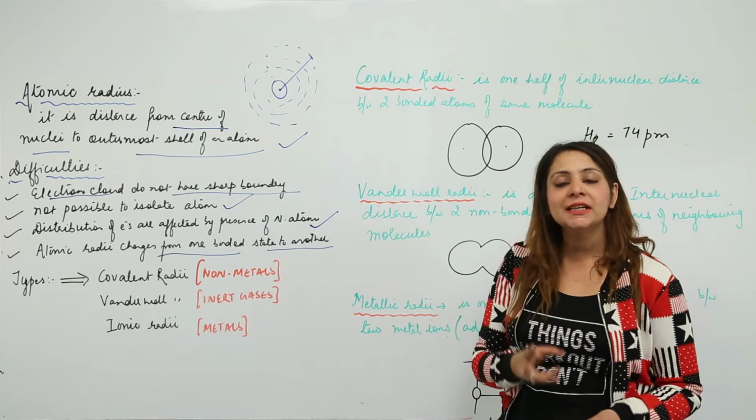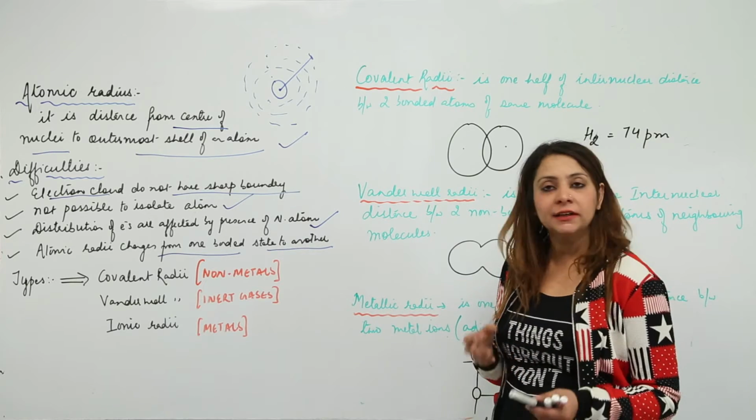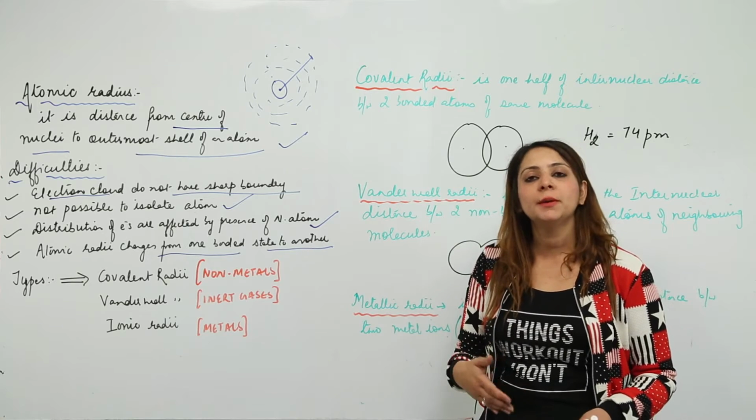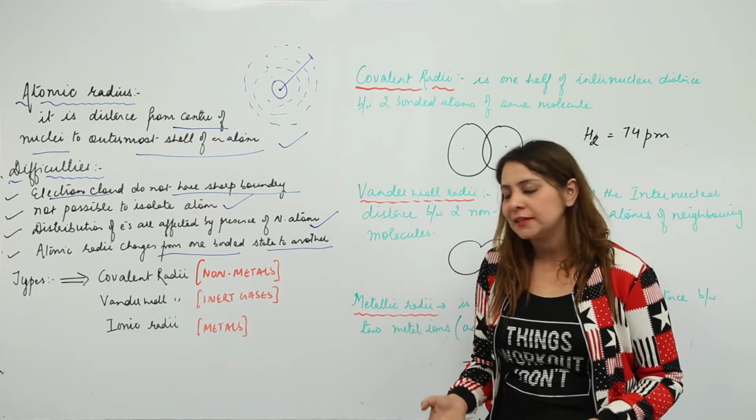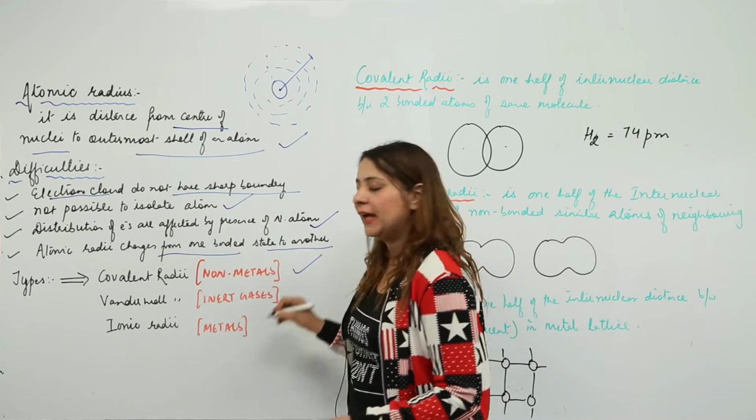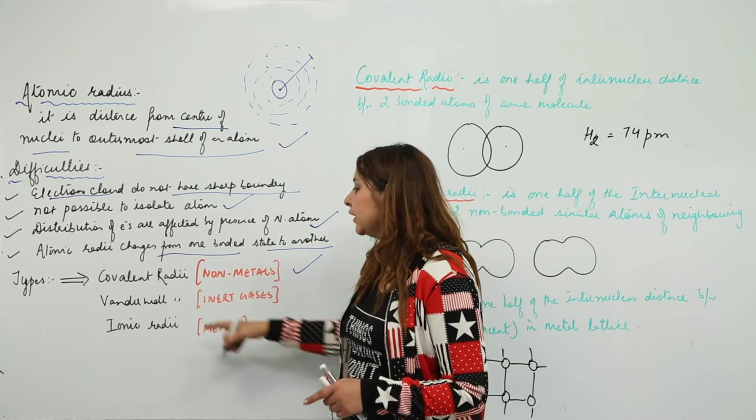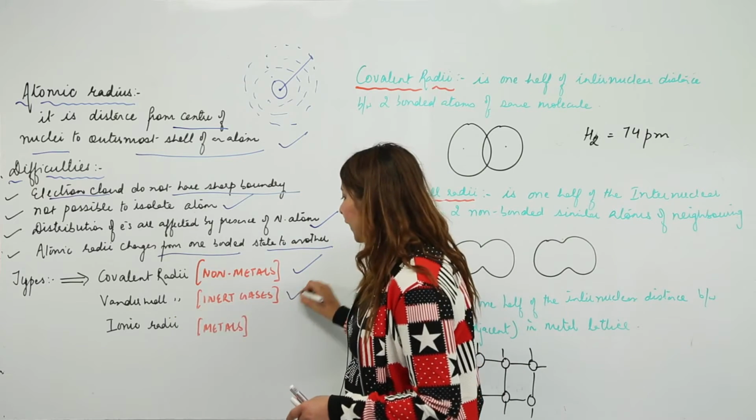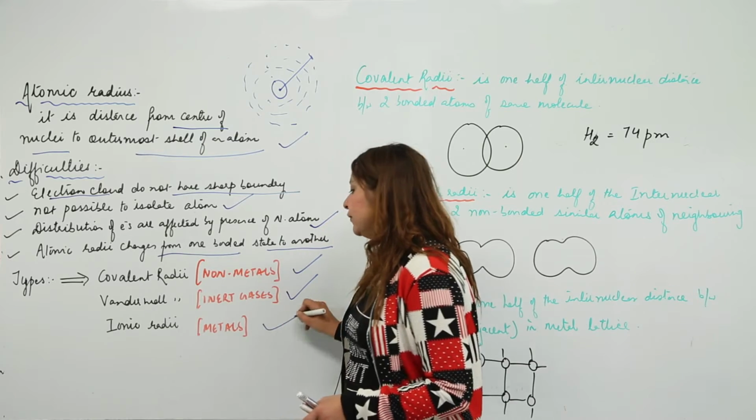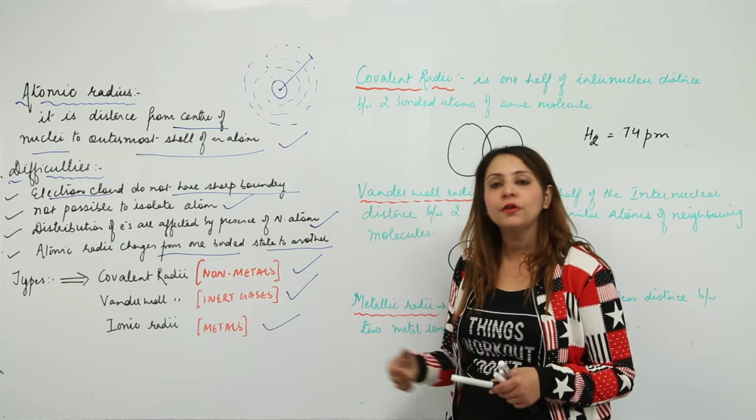So we have basically three kinds of atomic radii depending upon what kind of element we are talking about, whether we are talking about metals, non-metals or inert gases. So we have covalent radii, which operate in the case of non-metals. We have van der Waals radii, which operate in the case of inert gases or noble gases, and we have ionic radii, which operate in the case of metals.